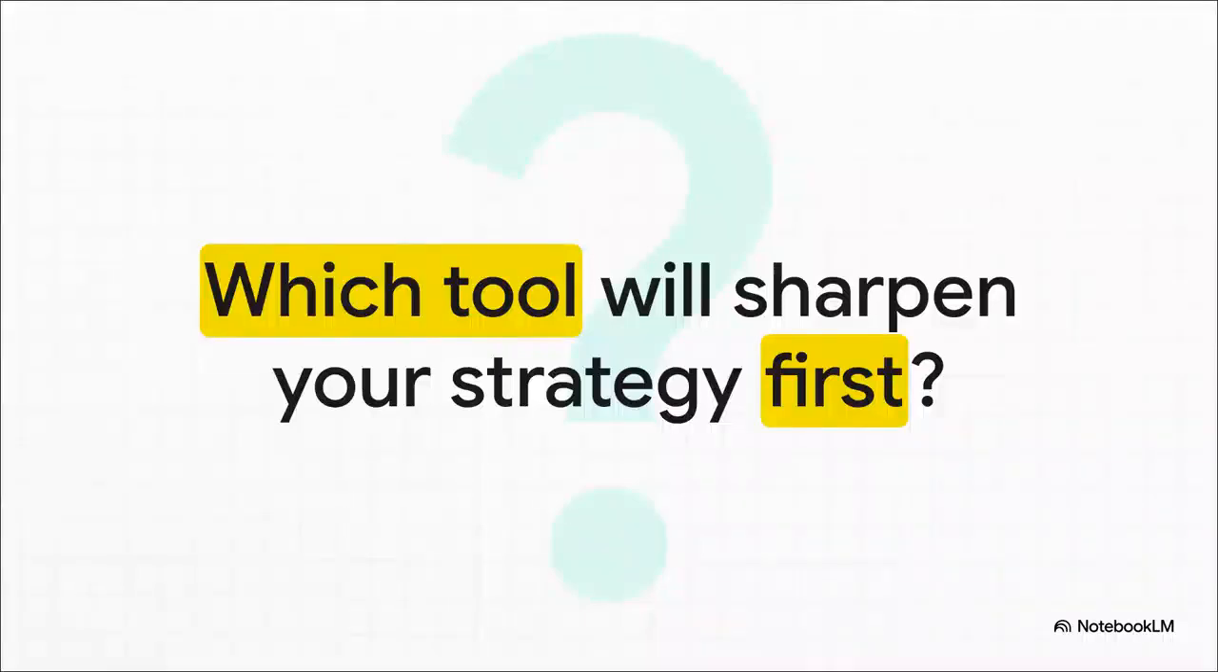So there you have it. From the telescope of PESTEL, to the binoculars of Porter's forces, to the mirror of SWOT, and finally, to the compass of your mission, you now have a complete strategic toolkit. The only question left is, which one of these tools are you going to pick up first to start sharpening your own strategy?